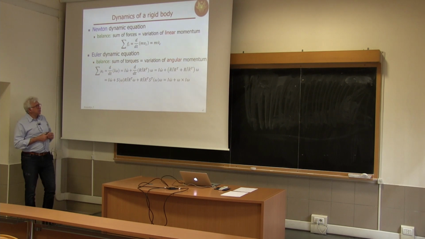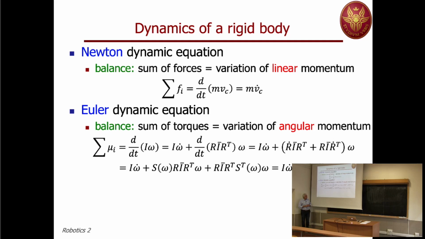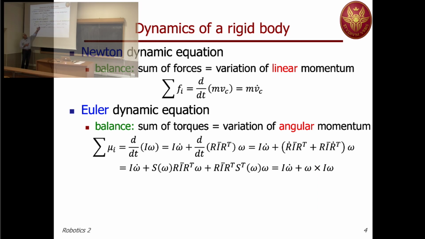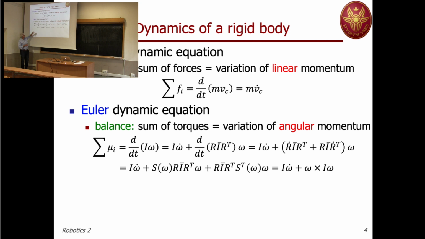So let's write this down explicitly, and let's see what happens. So here is our statement, exactly the dual in the angular terms of the previous one. So the sum of all the torques, I call these torques mu, is equal to the time derivative of the angular momentum. Now, this is a product of two terms, so I will distribute the differentiation over the two terms. But before doing this, of course, this is true in any reference frame, for instance, in the zero reference frame. So all quantities should be expressed in the zero reference frame.